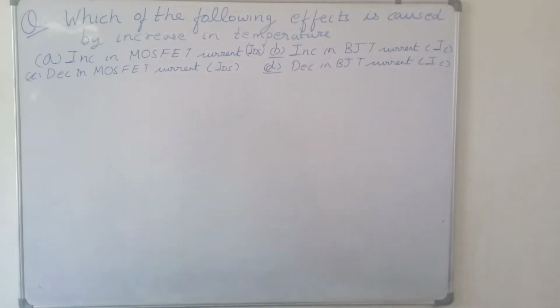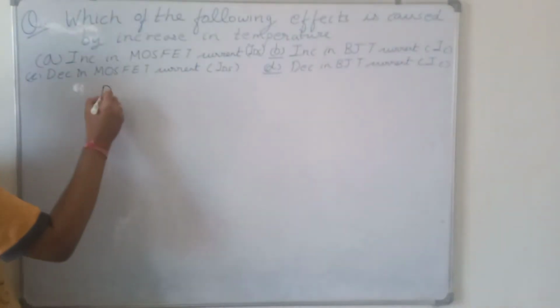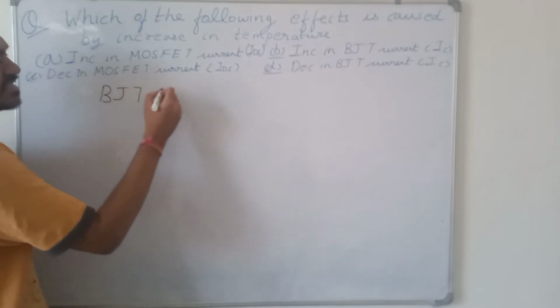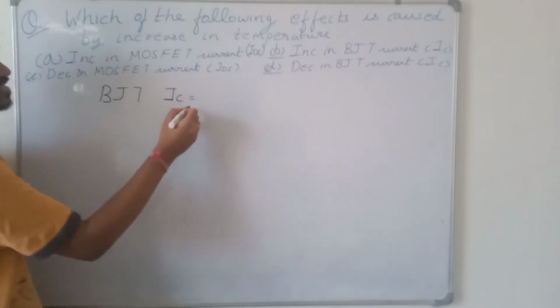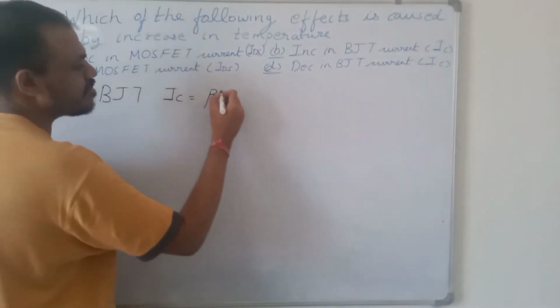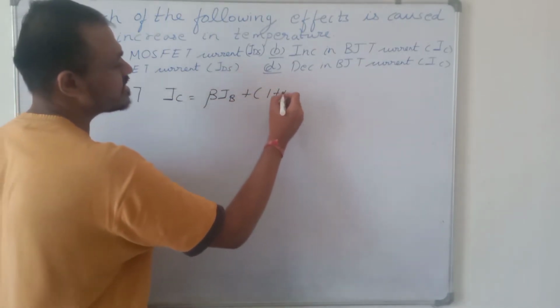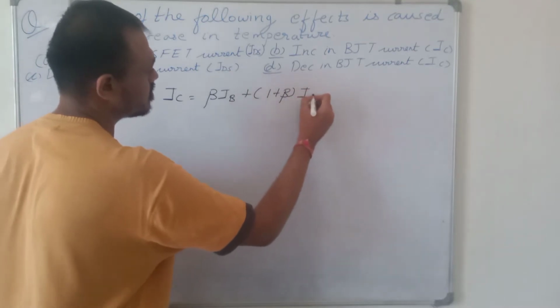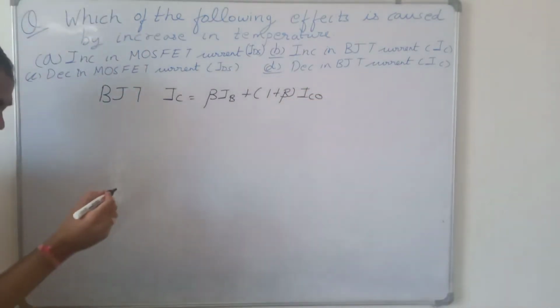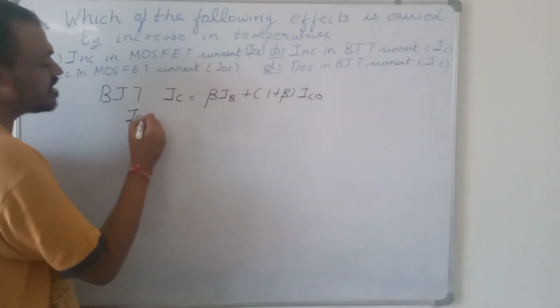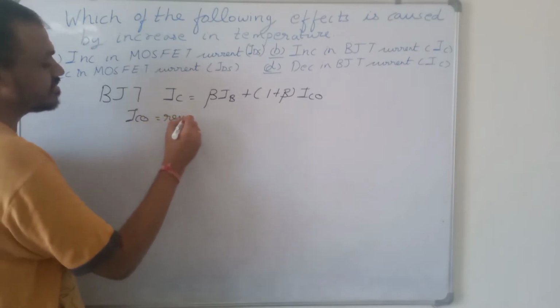So in BJT the collector current IC, the equation for collector current IC is given as beta into IB plus 1 plus beta into ICO, where ICO is the reverse saturation current.